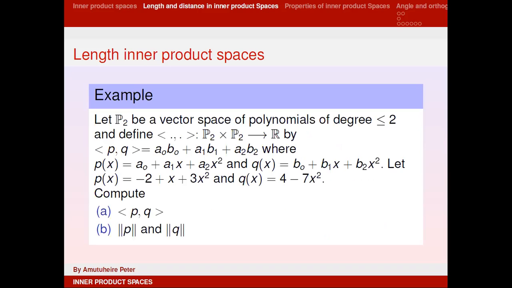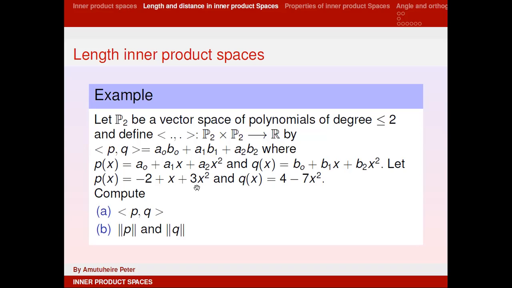Okay, we have an example. We have the vector space P2, the space of all polynomials of degree less than or equal to 2. We are defining the inner product so that when we pick two polynomials, we multiply their coefficients. These are the constant terms, these are the coefficients of x, and these are the coefficients of x squared. So we are letting our two polynomials be this and that.